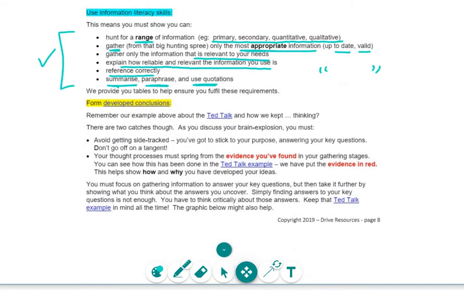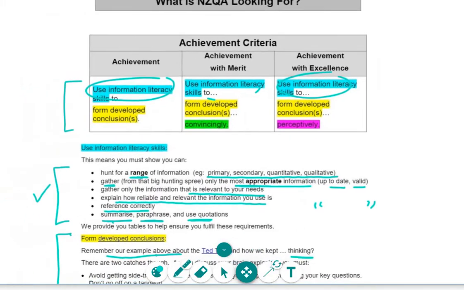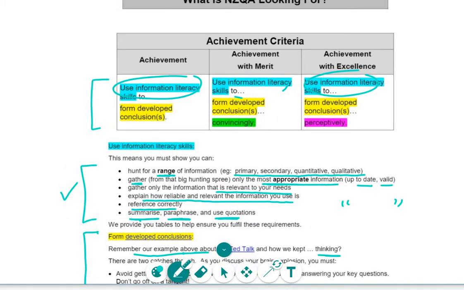Okay, now here's the conclusions part. So again, the template that we give you to fill in later also helps you tick this box. So remember our example with the TED Talk, "Try something new for 30 days," and how we kept thinking. That's what you've got to do, even for achieved. You've got to form these developed conclusions even for achieved.